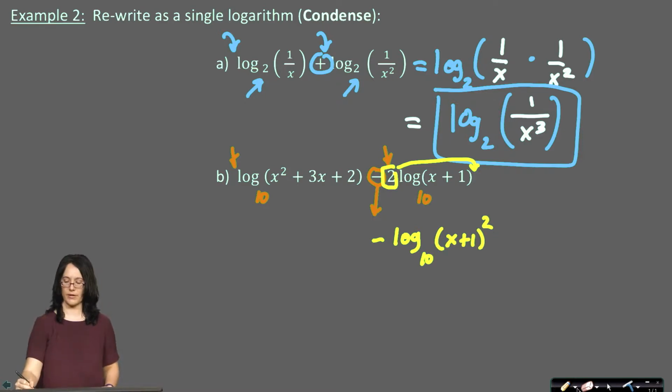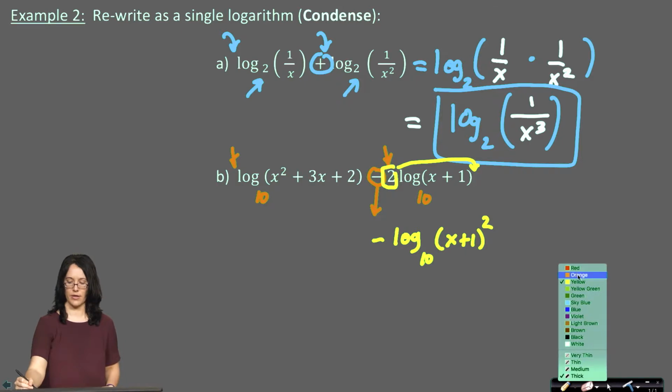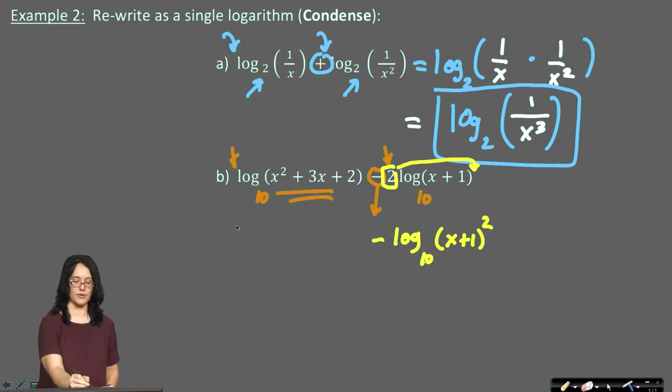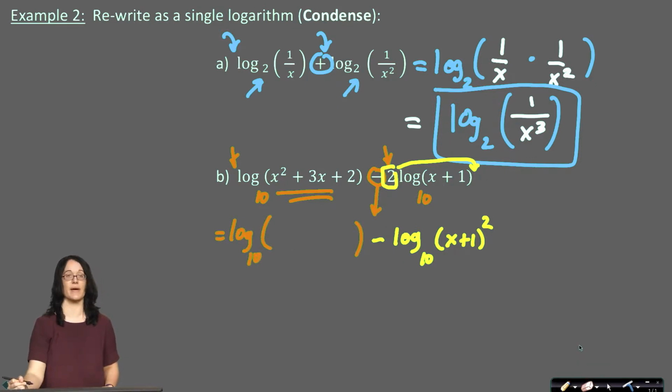Cool. What else do I notice? Good. I noticed that this can be factored, couldn't it? So this is equal to log base 10 of what times what? Which two factors do I have here for x squared plus 3x plus 2? If you said x plus 2 and x plus 1, that is correct, because 2 times 1 is 2 and 2x plus 1x is 3x.